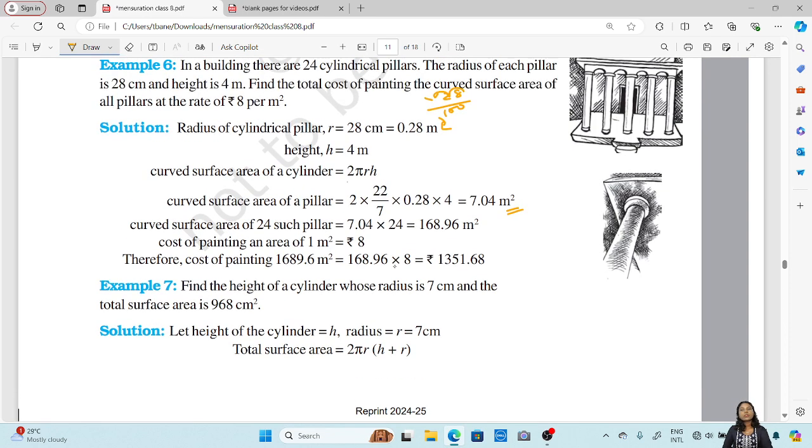So in today's video we saw how to calculate the surface area of cubes, cuboid and cylinder.